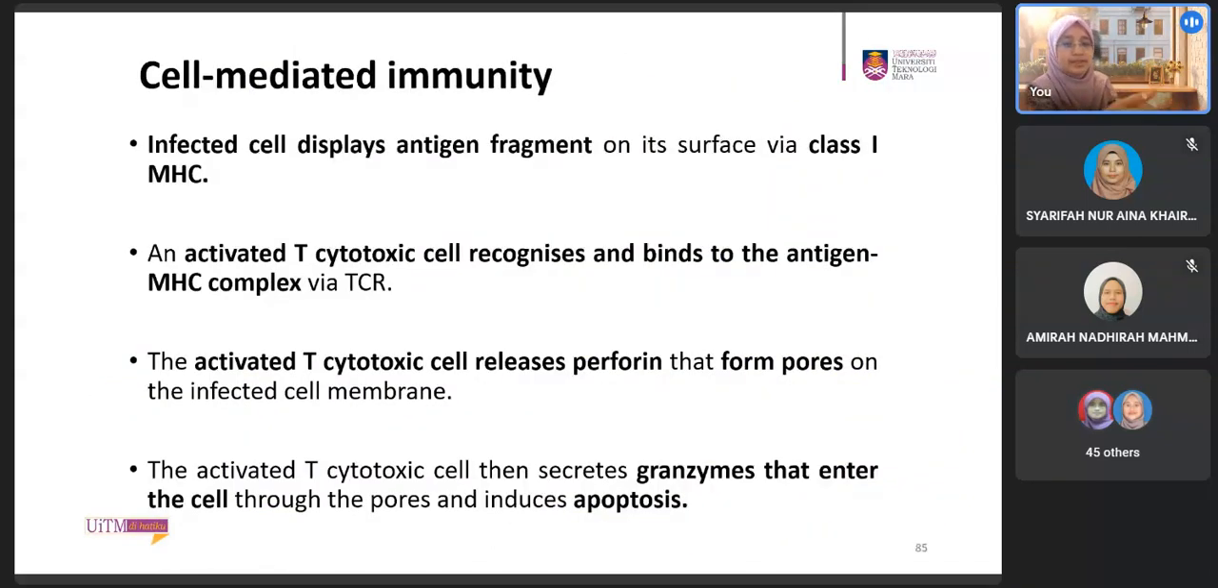So next is cell-mediated immunity. We break for 2 minutes before we continue with cell-mediated immunity. I'm afraid of being saturated, so we take a short break.